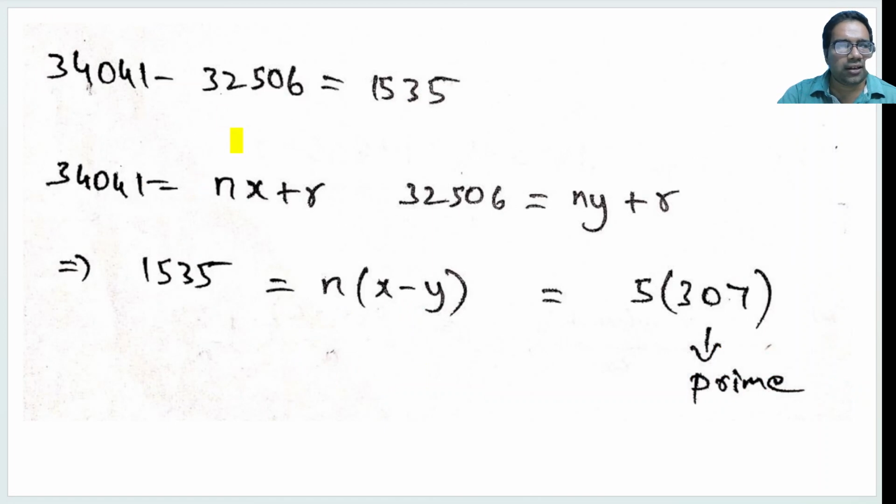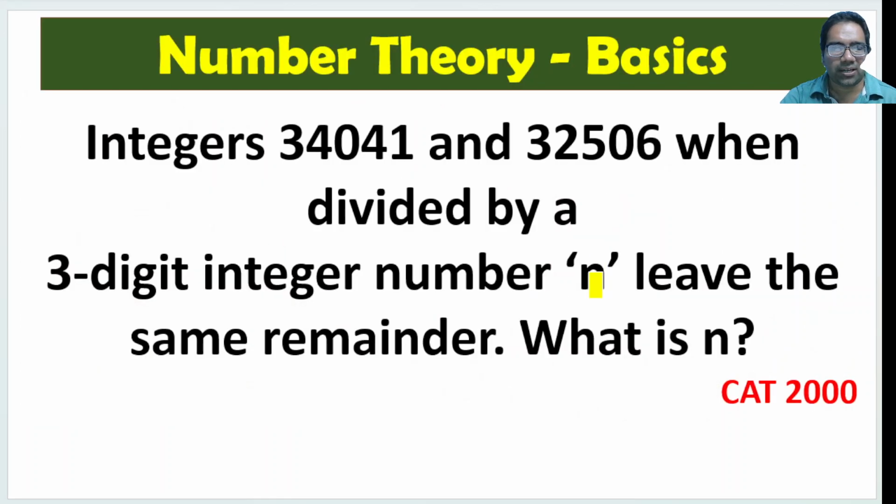Let us assume that the given number is n. Then 34041 we can write as n into some x plus that remainder r. Some x, whatever it is, it doesn't matter. Similarly, 32506 is the same number n into some y, because it is leaving the same remainder r. This x will not be y; y should generally be different. So 32506 equals n into y plus r. The r is the same, right? In both cases, this number into something plus the remainder is the same.